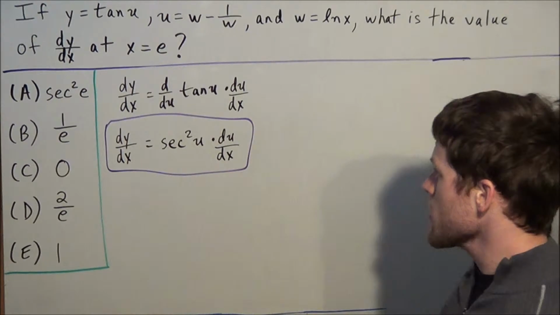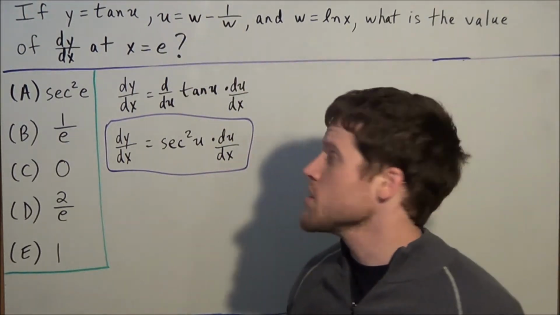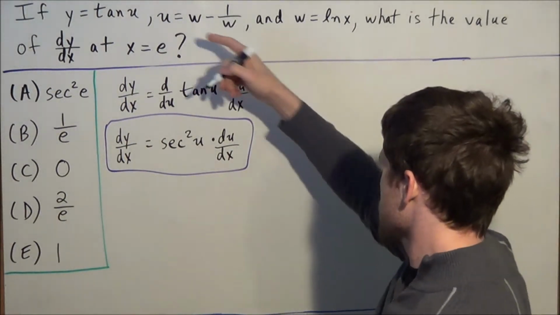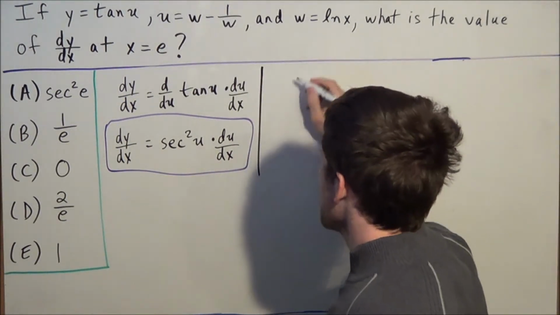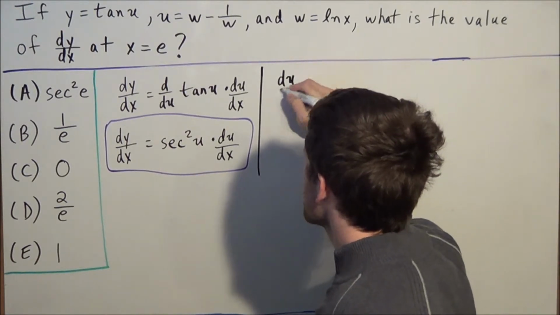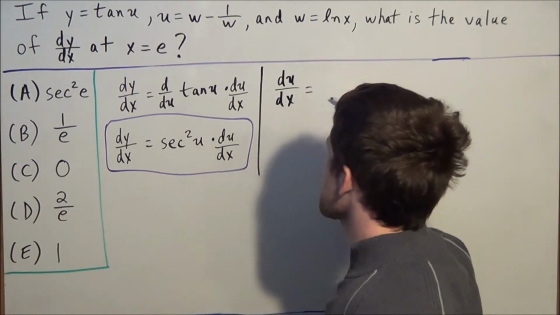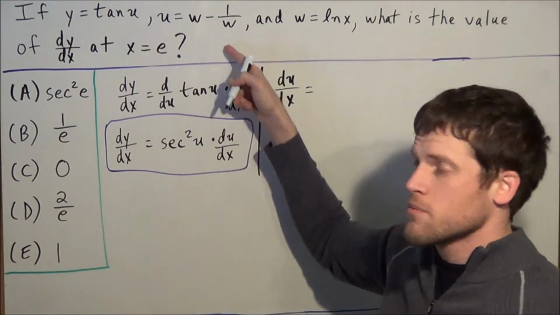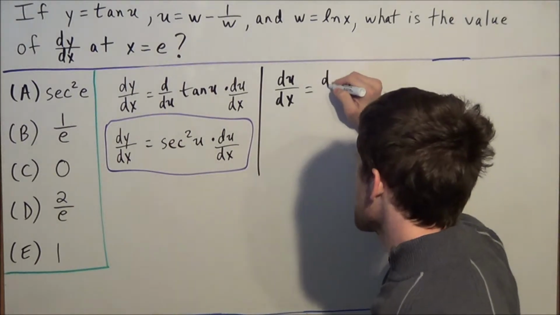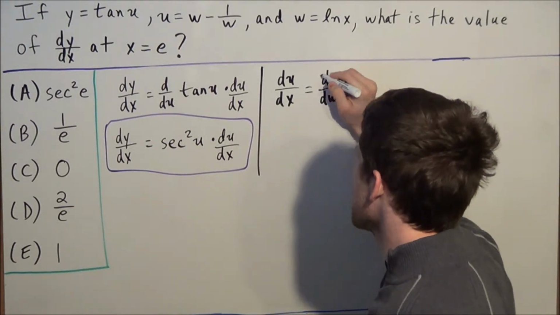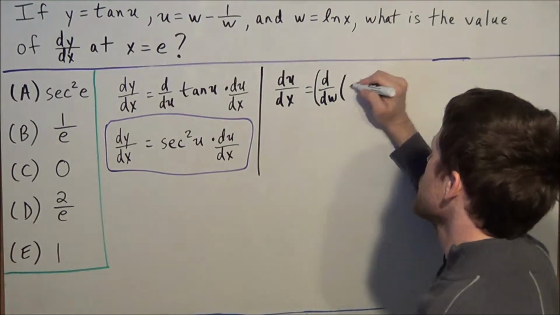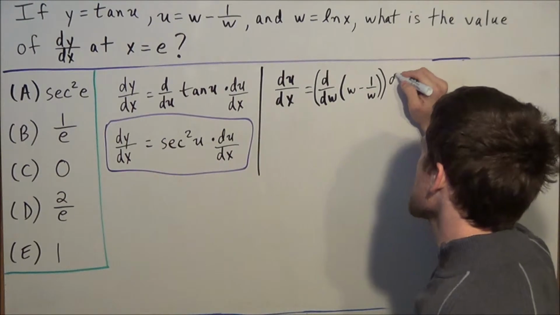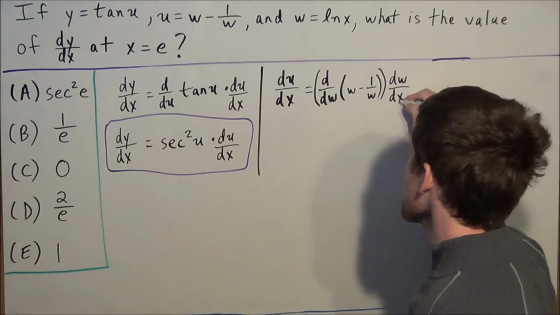So to find du/dx, we're going to move over to the second function, u equals w minus 1 over w. If we start off with this idea, now we're looking at du/dx equals, and remember, once again, we can't take the derivative with respect to x when our function is in terms of w, so we're going to do d/dw of w minus 1 over w. But now we need to multiply by dw/dx, like this.